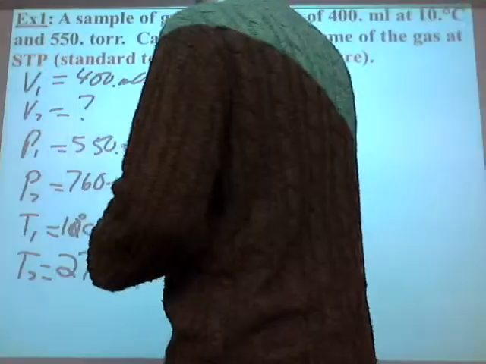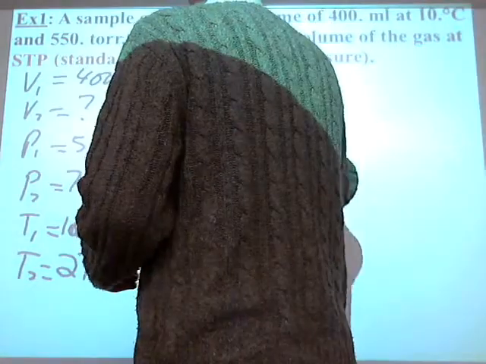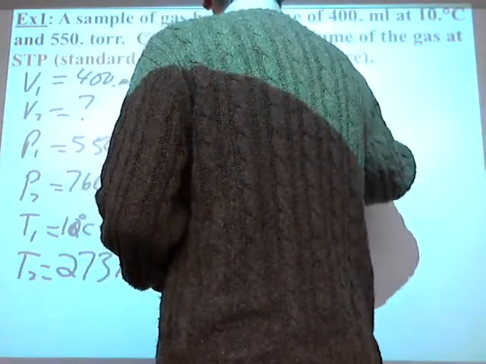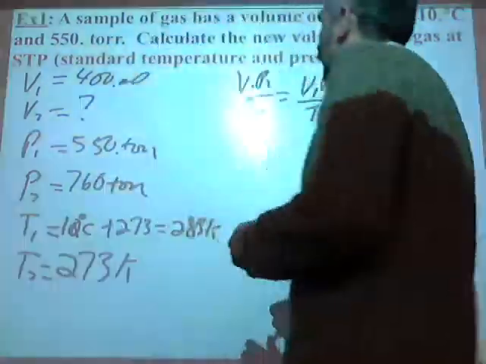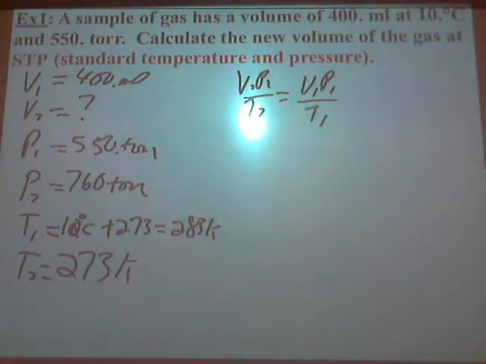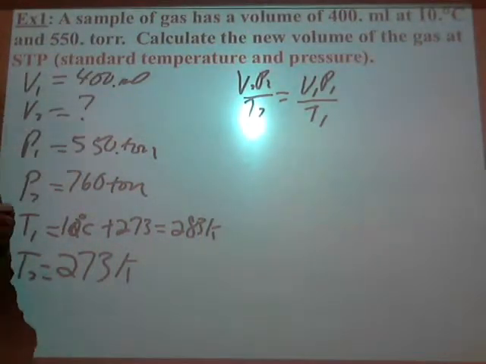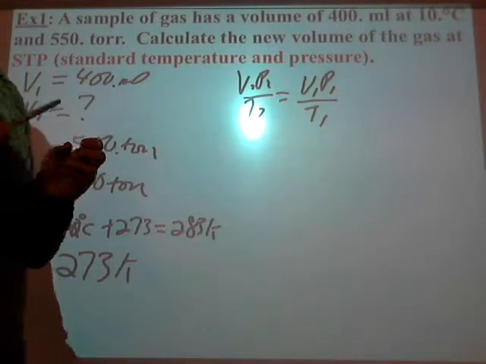Now it's time to write the equation down. V2 P2 over T2 equals V1 P1 over T1. All right, now this one is not that hard to rearrange, but there, of course, are some more variables in it. Who can raise their hand and tell me what I'm going to multiply both sides by in order to get V2 by himself?